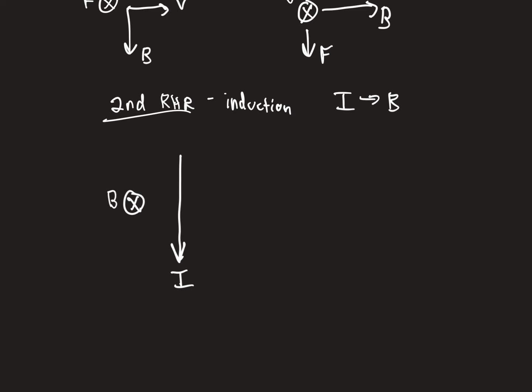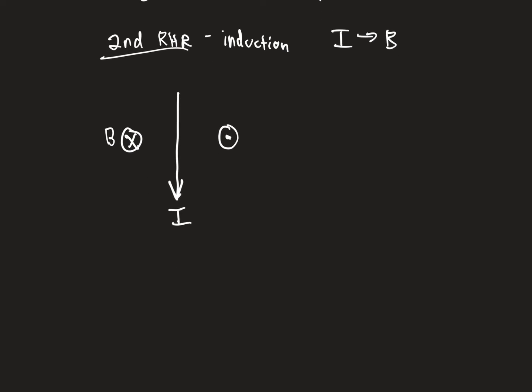It changes for the opposite side. Thumb going down. Take my fingers, point them over towards this side of the wire. When I bend them, what direction are they going? They're coming out. So it's dependent on what side of the wire you're on. That is the second right-hand rule.